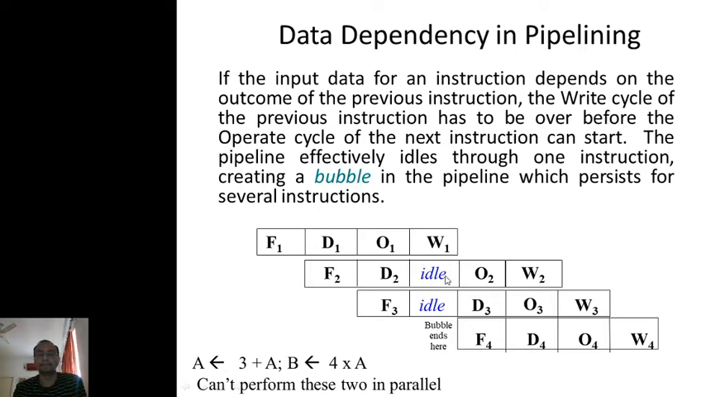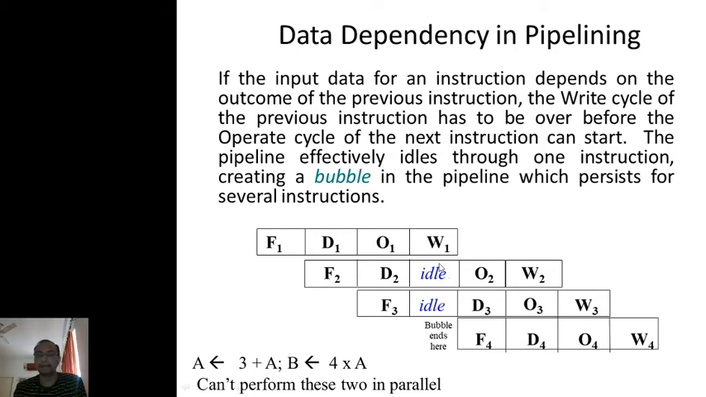So now this cannot use this operate stage. It cannot be here as O2, because that needs the valid result which is to be stored in A, but that is available only after W1. So there is one bubble here, which we can say is one time period which is idle. So for one clock cycle, this stage of the pipeline becomes idle.